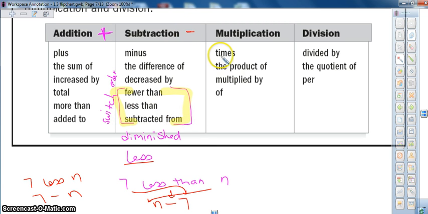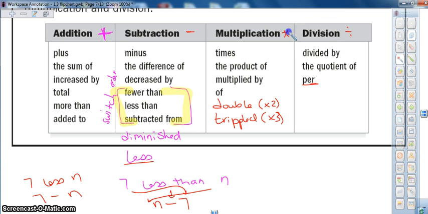Okay? Multiplication: times, the word product, multiplied by, and the phrase of. The other words you might see are double. If something doubles, we are multiplying by 2. If it's tripling, that's another word that you'll often see. If something is tripled, it is times 3. Division: divided by, quotient, and the word per is a key one with division.